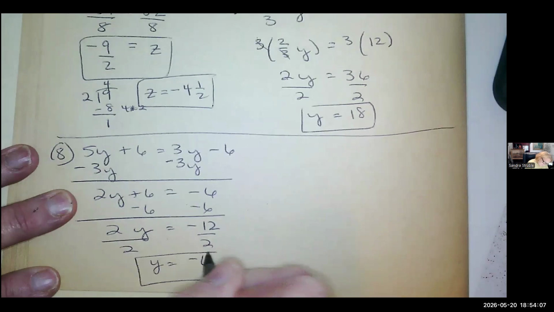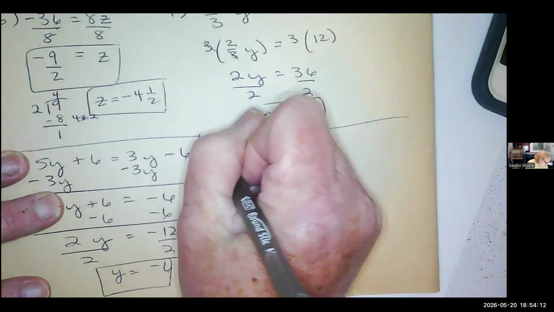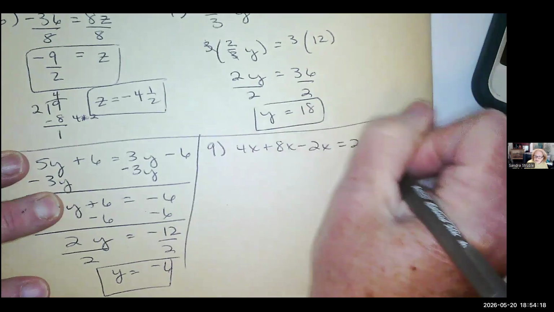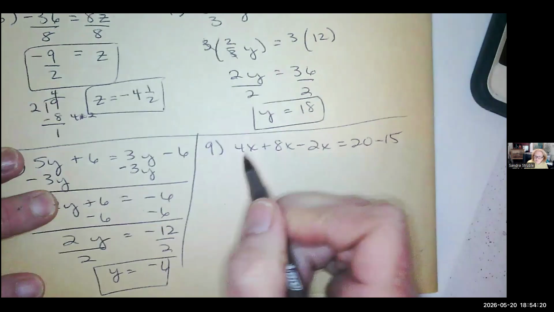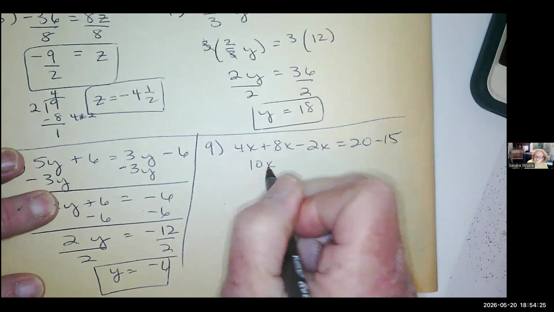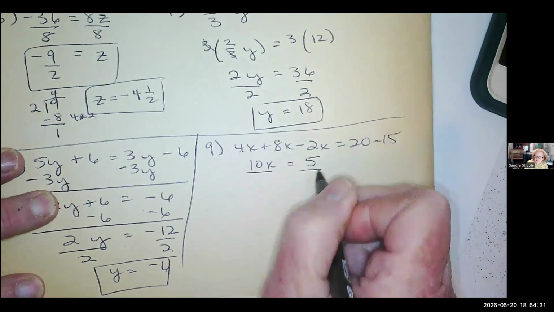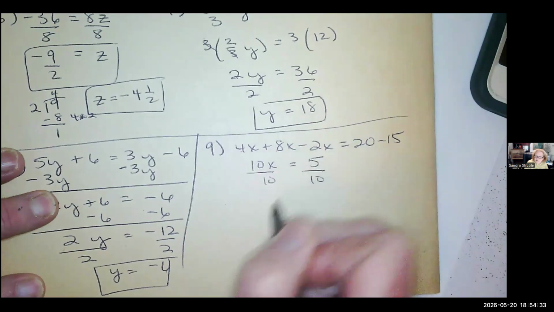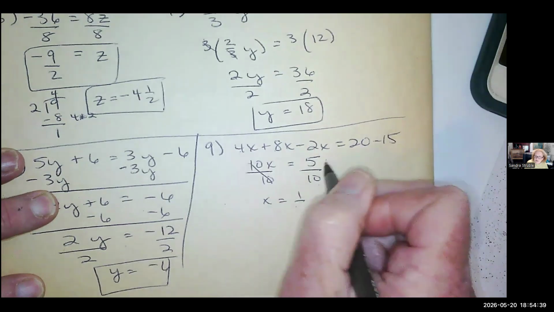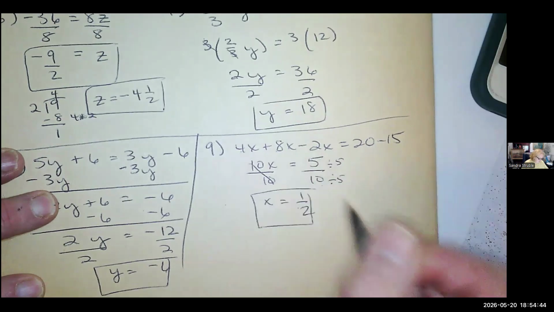Look at 9. 4x plus 8x minus 2x is equal to 20 minus 15. Well, these are all x's, so 4 plus 8 is 12. 12 minus 2 is 10x. 20 minus 15 is 5. Divide both sides by 10 because 10 is multiplied to x. And x is equal to 5/10, but both are divisible by 5. So 1/2. Skipping steps there. Sorry about that. All right, let's go to 10.